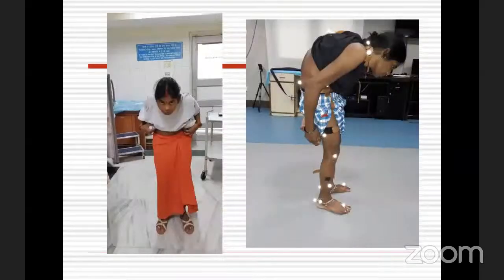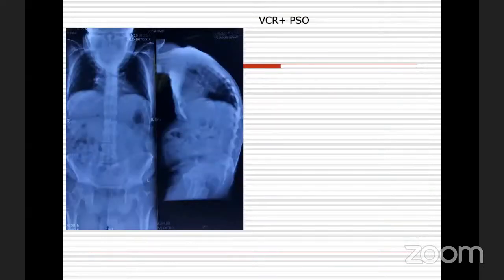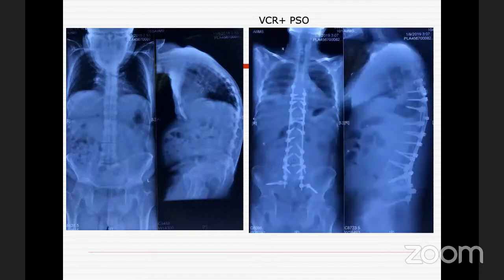Like these are some of the difficult cases. You can see the ankylosing spondylitis cases of very severe deformities, and they require multiple osteotomies. So we have done vertebral column resections and the pedicle subtraction osteotomy in a single sitting. All these cases were operated without any severe blood loss.